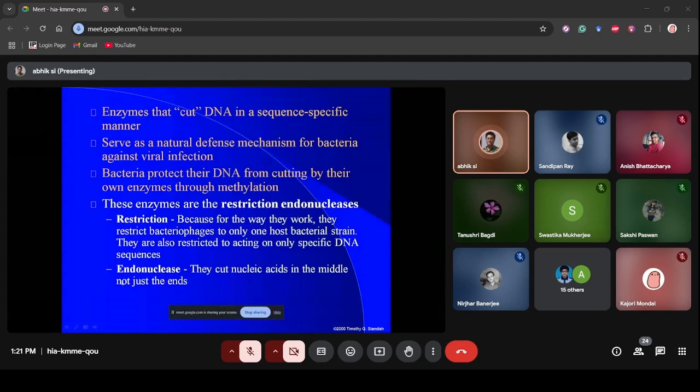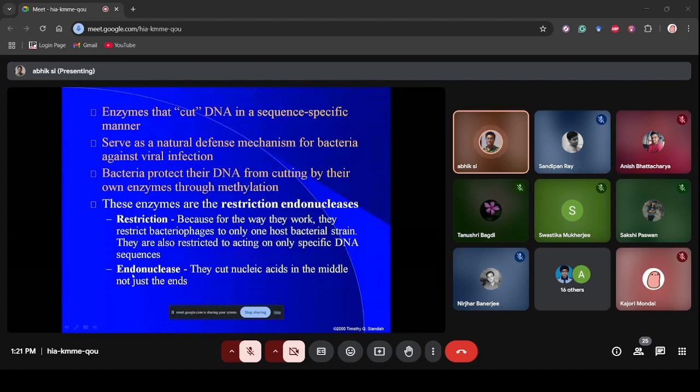And it is an endonuclease. You know, nuclease. If a name ends in -ase, it means it is an enzyme. Nuclease means it can degrade nucleic acid. Any enzyme which can degrade nucleic acid, DNA or RNA, is known as a nuclease. And if it cuts within the DNA molecule, that is known as an endonuclease.